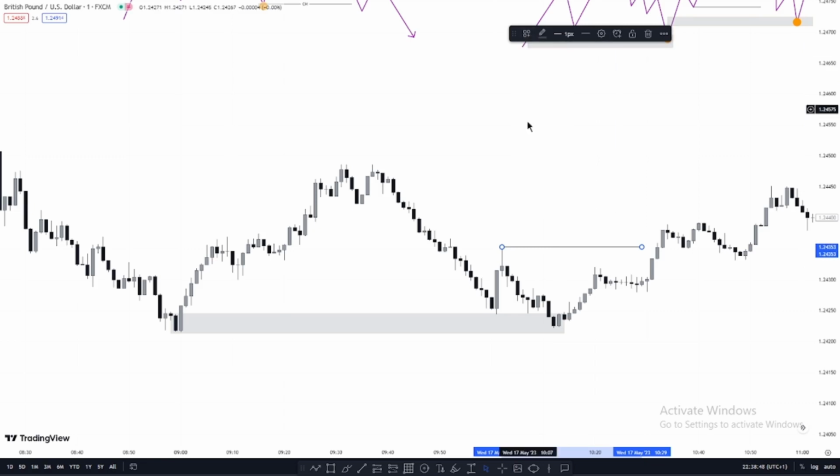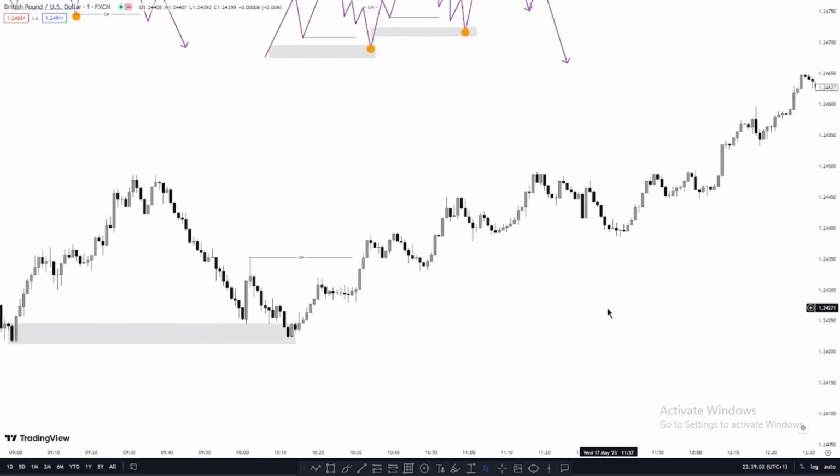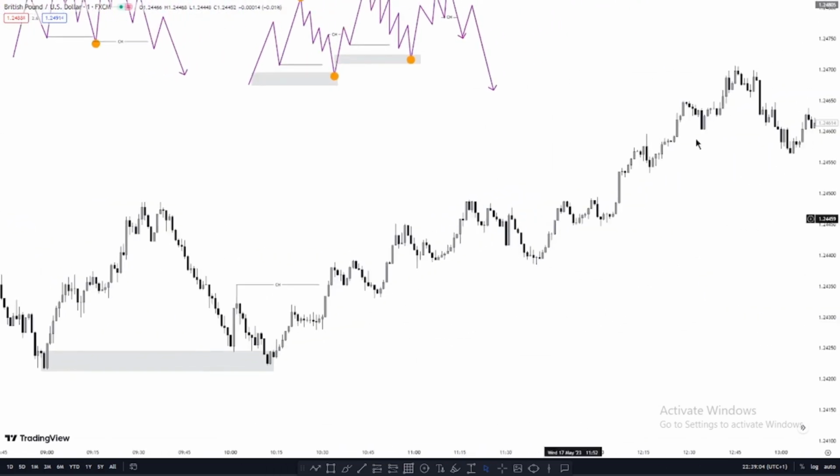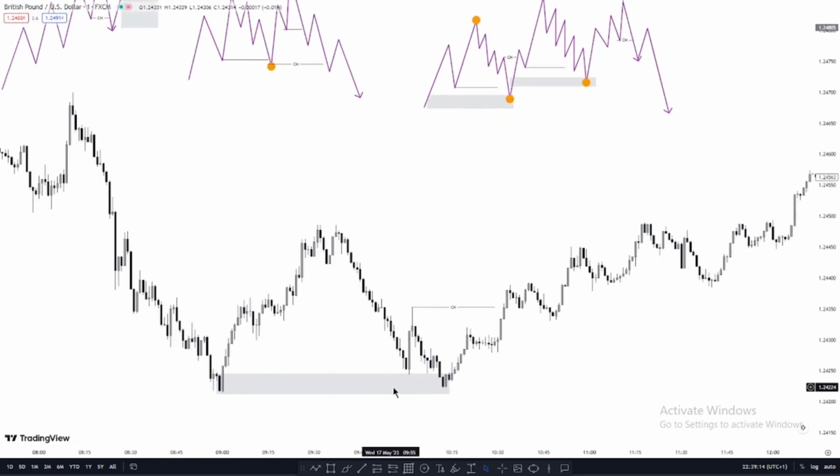Why is that your CHoCH in the market? It is because it has tapped into a higher time frame point of interest, and as price is going back up, once it takes out this high, that becomes your change of character. And as you can see, after that change of character, price started rotating back up. Can you see the move up? I hope you understand this. This is what we are telling you now. Can you see that? I want you to understand that. So that's the first example.